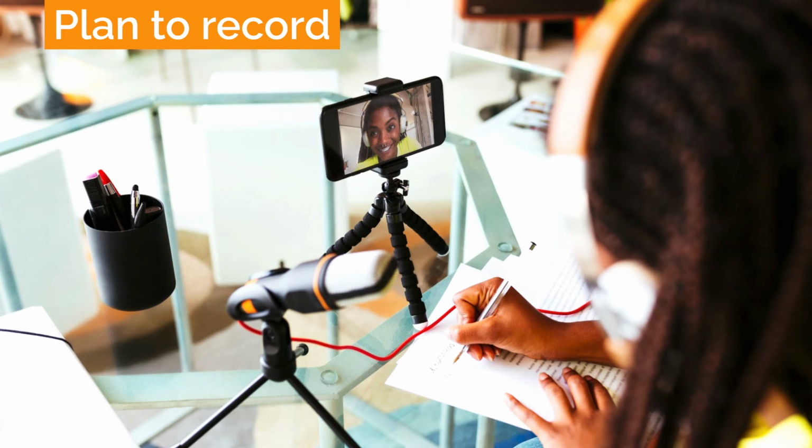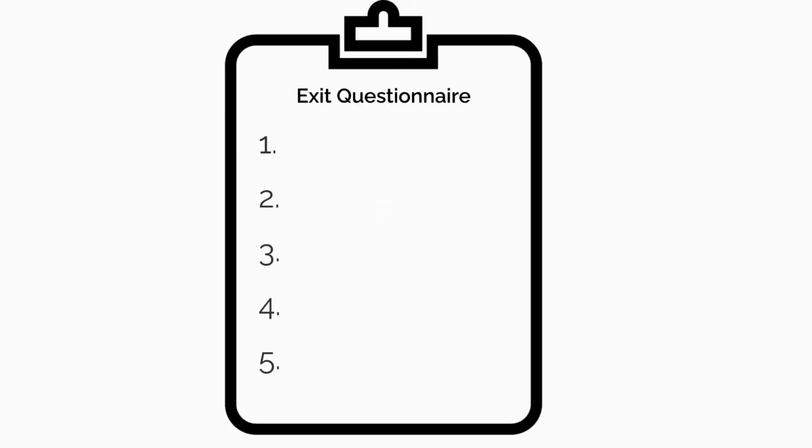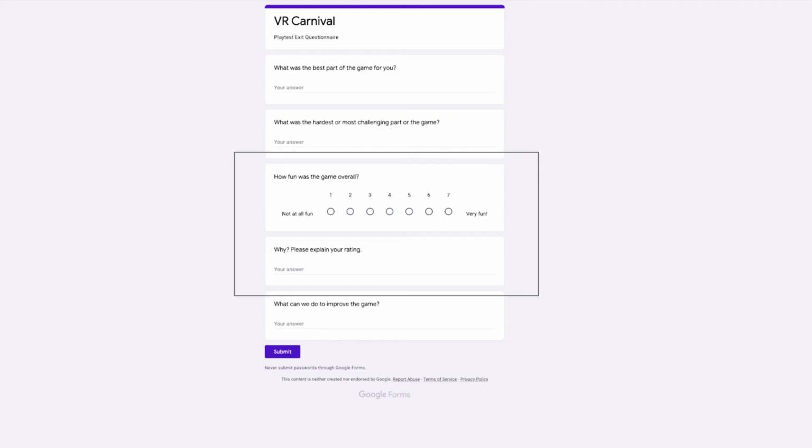You'll also want to capture playtesters' overall experience as their time with the game concludes. I recommend creating a one-page old-school paper and pencil survey, or if you are testing remotely or online, you can use an online form like Google Forms. Ask the playtesters to fill out the questionnaire on the way out the door or as the playtesting concludes.